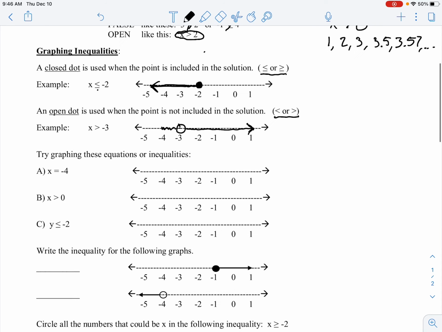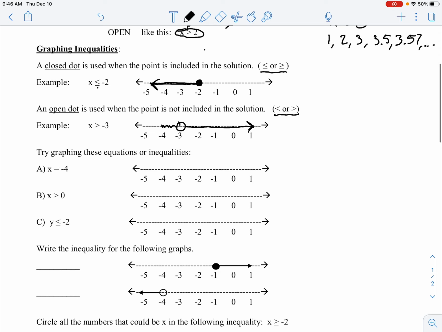So we're going to try graphing a couple here. So x is equal to -4. Well, that's not saying anything is bigger than or less than anything else. So all we have to do is draw a dot on our number line here, closed dot, because -4 is the only solution included. So if we have x is greater than 0, well, then we need to take a look at our sign here.